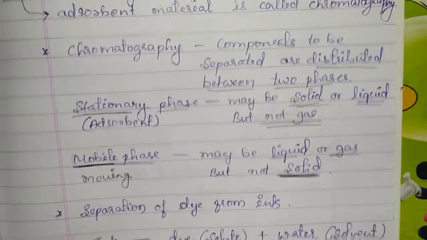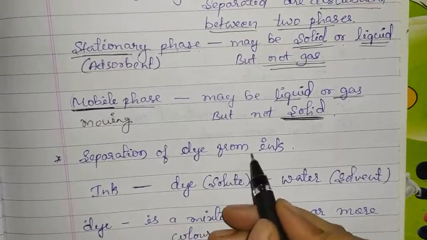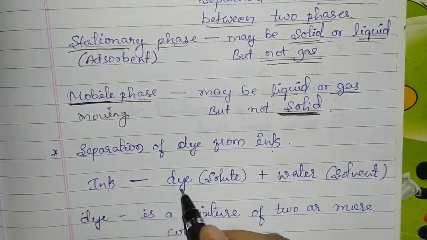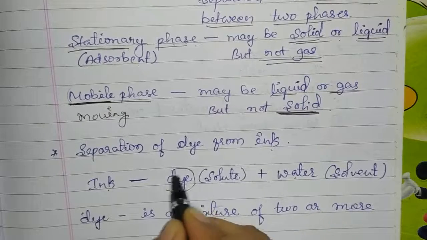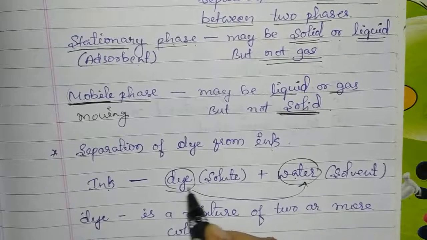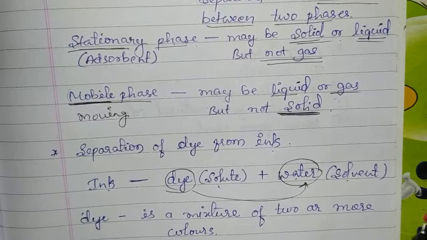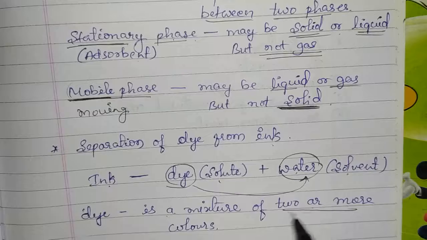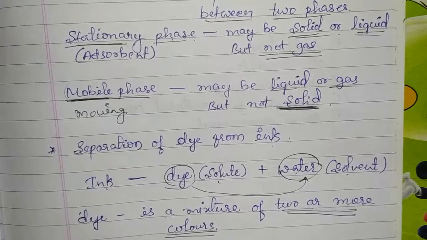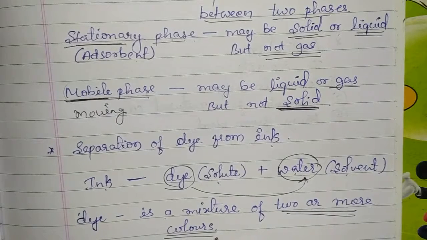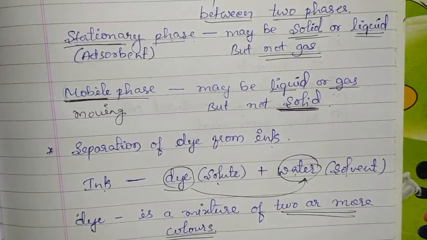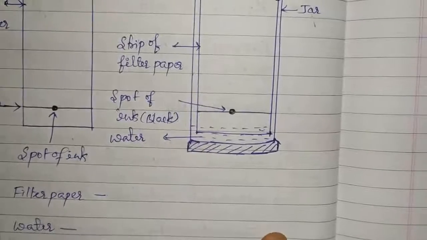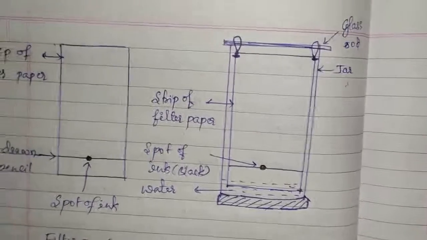With the help of the chromatography technique, we can separate dye from ink. Usually this ink is a mixture of dye and water. Here the dye is dissolved in water. Dye is a solute and water is the solvent. And this dye is a mixture of two or more colors. Dye does not contain only one color. Let us see how dye is separated from ink by using this chromatography technique.